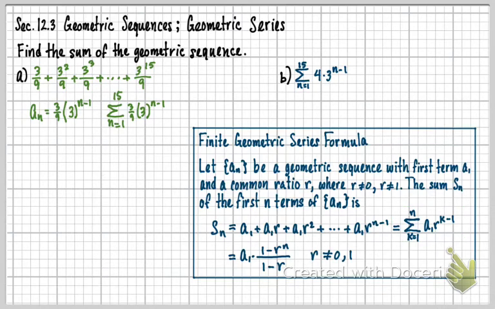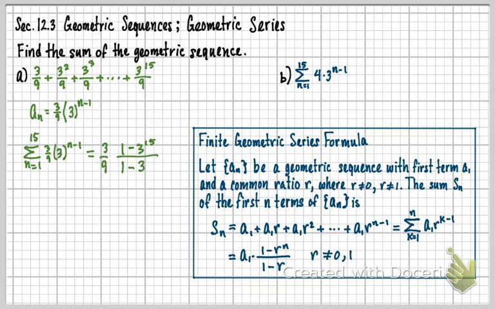Okay, so now that we have this sum, this is going to equal my a1, which is 3/9. Now again, if that's bothering you that I didn't reduce that, definitely reduce it. It's fine. On the top, I'm going to have 1 minus my r, which is 3, to the n, which is 15. And then on the bottom it's just 1 minus 3, and this is just times here.